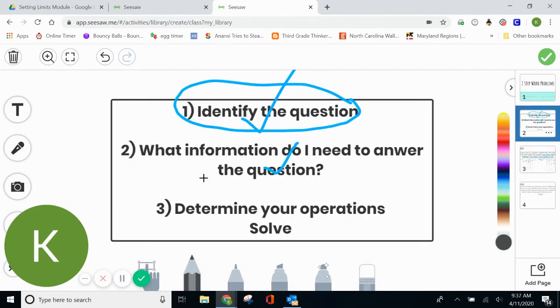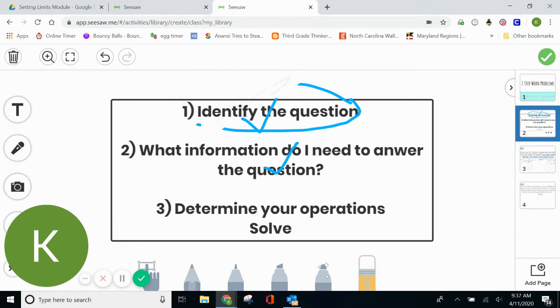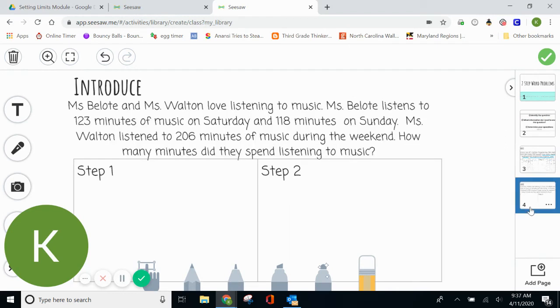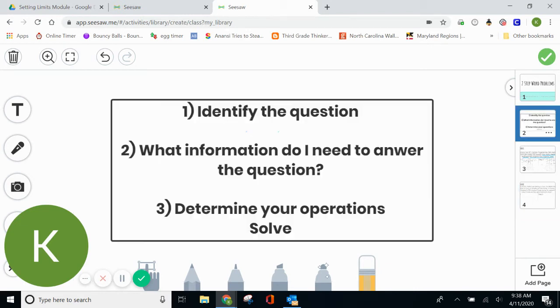Let's clear off our checklist and try one more problem. Miss Belote and Miss Walton love listening to music. Miss Belote listens to 123 minutes of music on Saturday and 118 minutes on Sunday. Miss Walton listened to 206 minutes of music during the weekend. How many minutes did they spend listening to music?